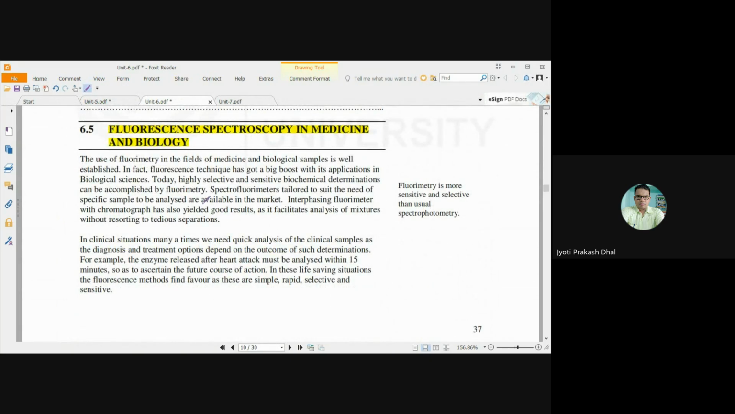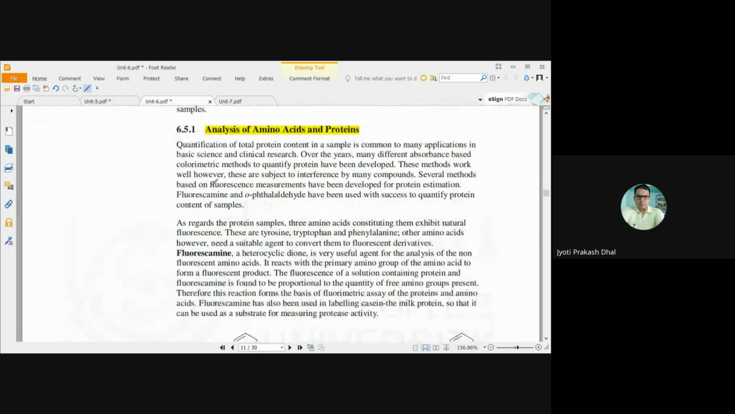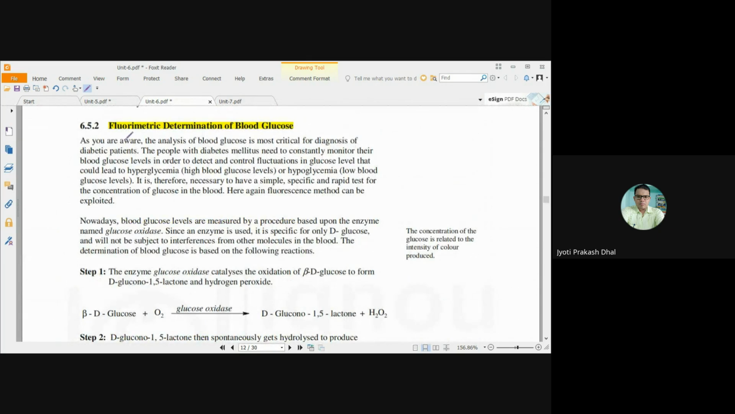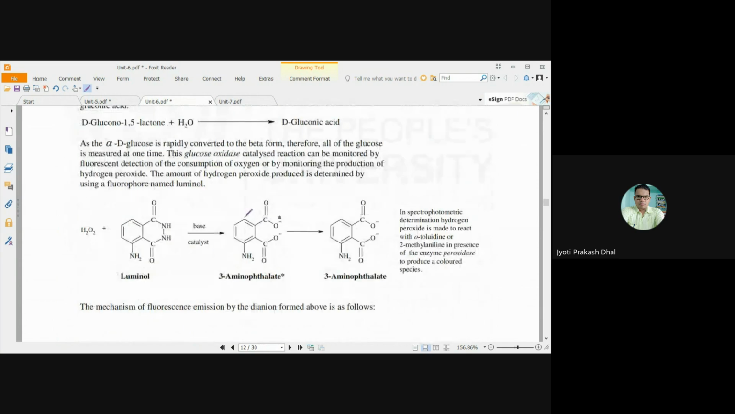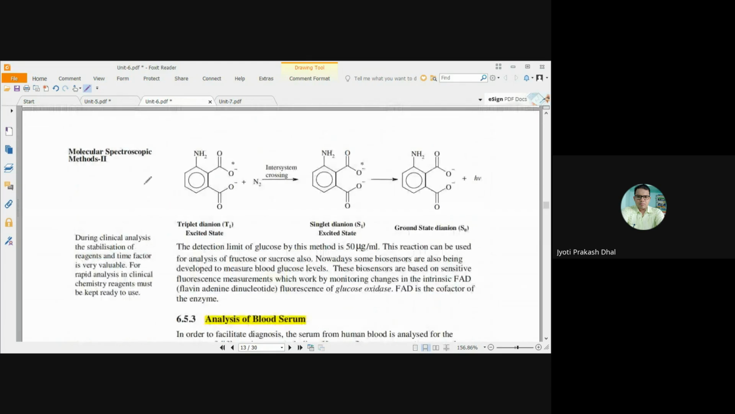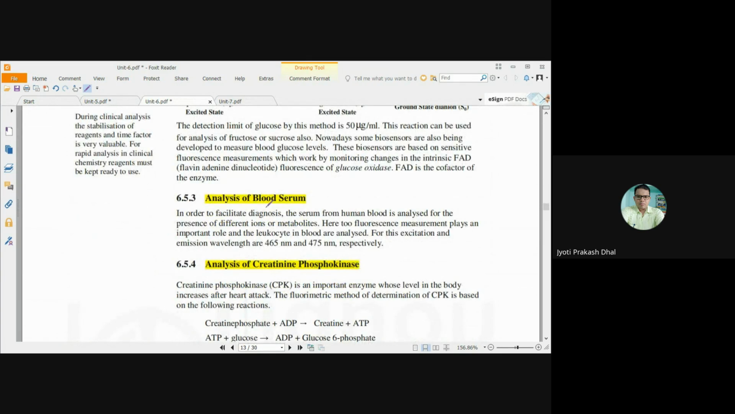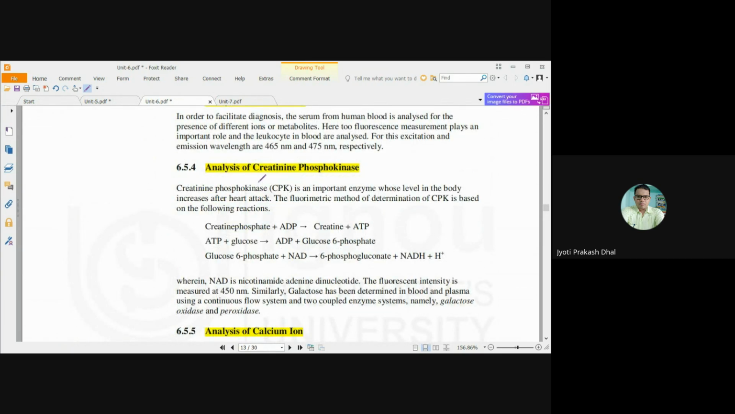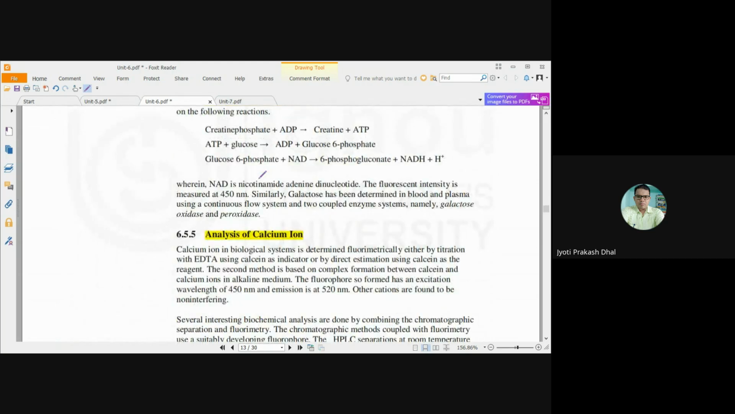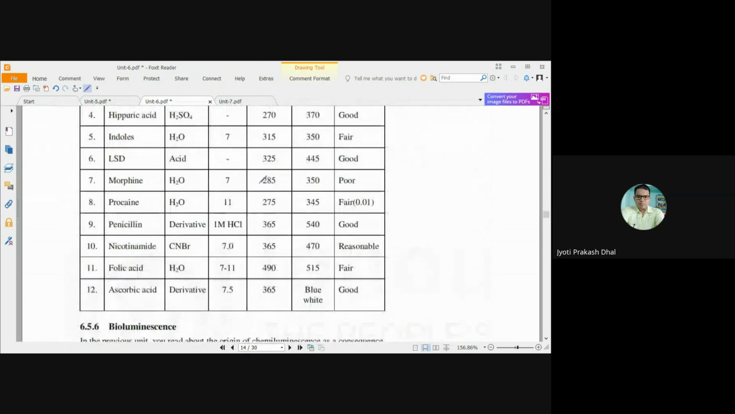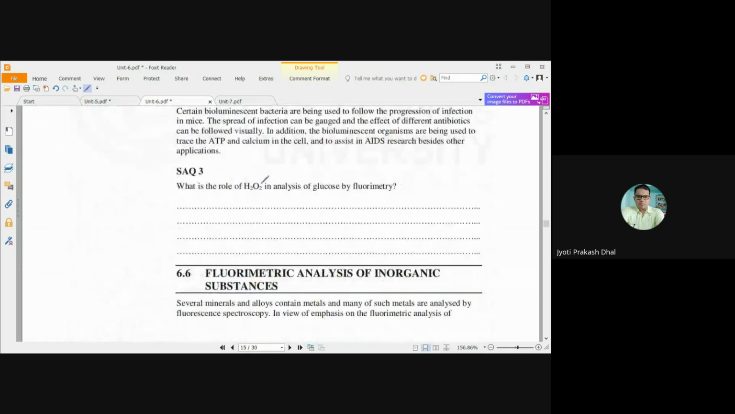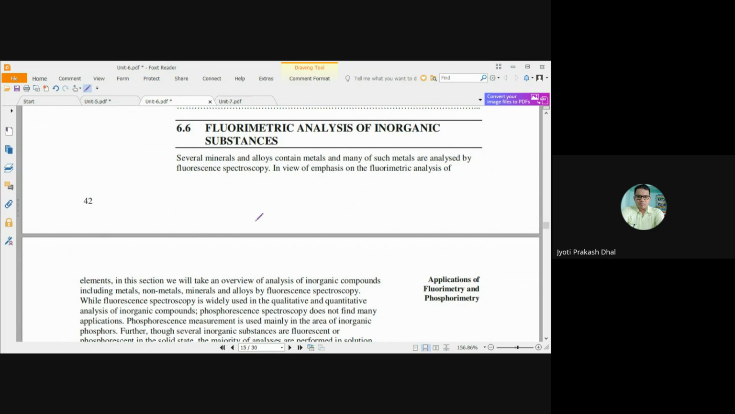And then fluorescence spectroscopy in medicine and biology. So analysis of amino acids and proteins, then fluorimetric determination of blood glucose. The amount of blood glucose can also be determined by the fluorimetric method. Then analysis of blood serum, analysis of calcium ion, etc. So these are the applications of fluorimetry for medical application.